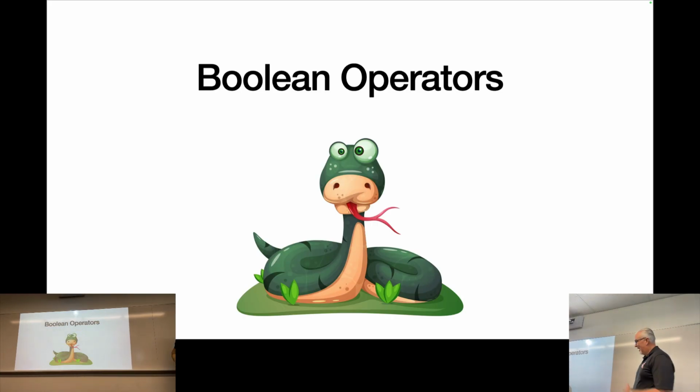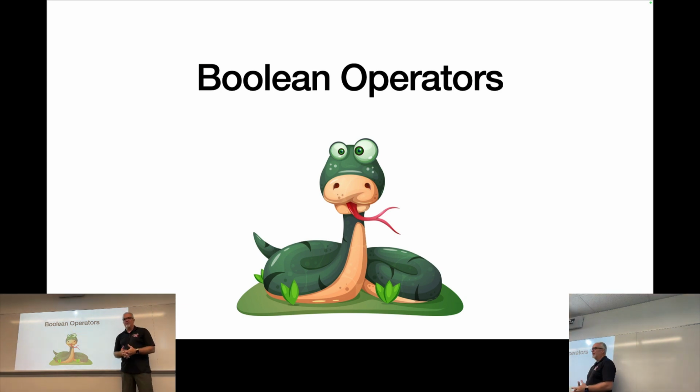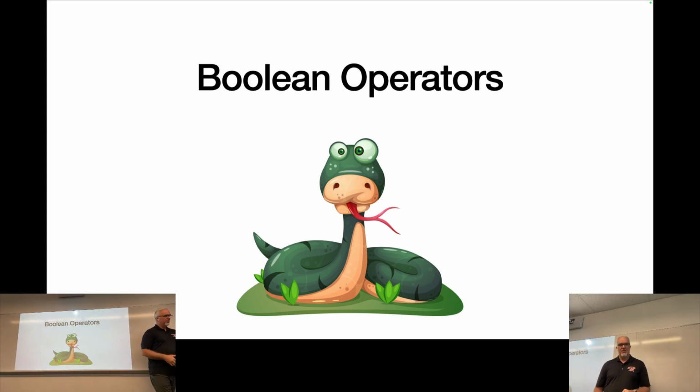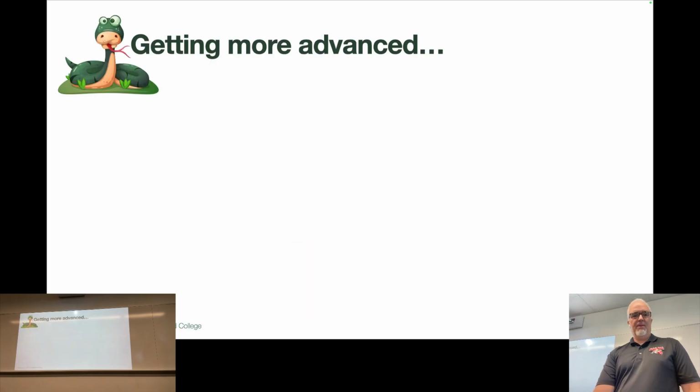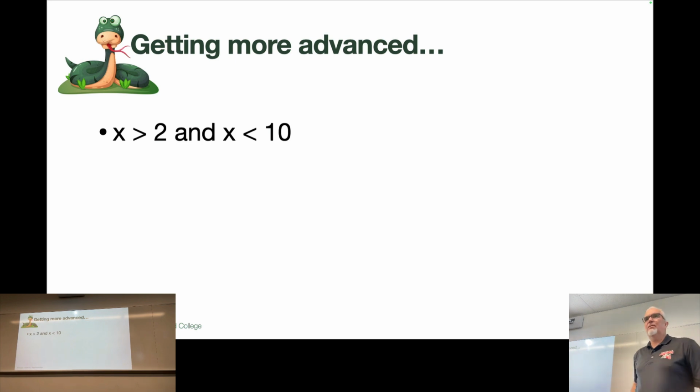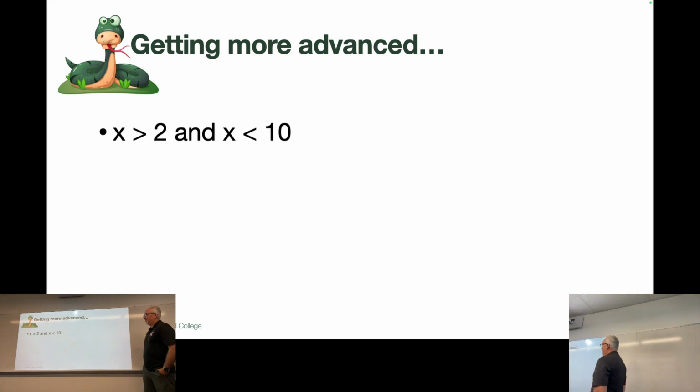So now we're going to take it up one more notch, and I'm going to introduce Boolean operators. Boolean operators are not the same as a Boolean data type. Boolean operators are and, or, and not. We use those words to make more complex statements. Okay? So somebody give me a number for x that would make this statement true.